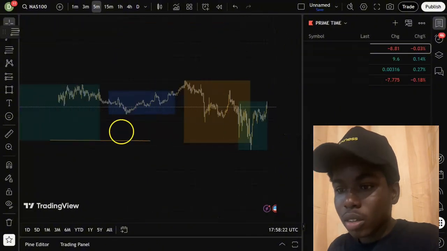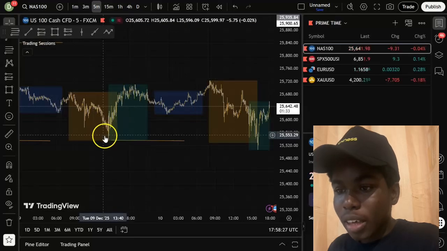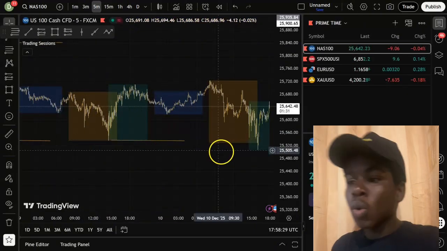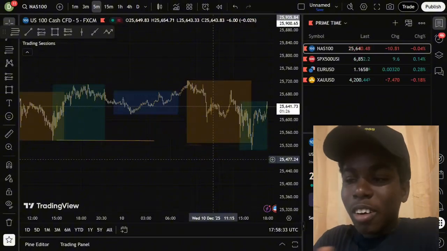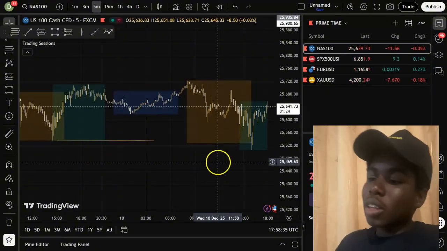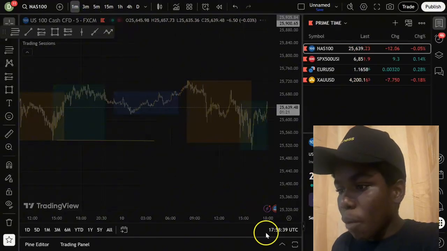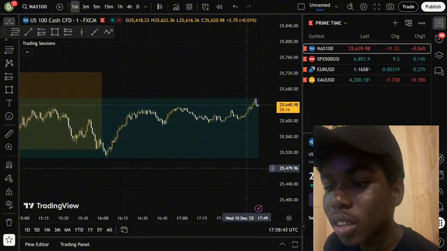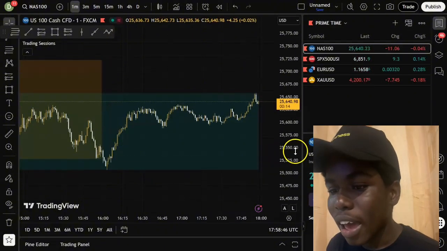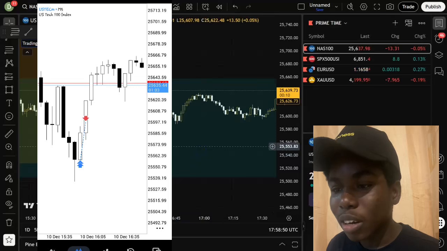So I patiently waited for price to come and sweep yesterday's New York low. As I waited for the sweep, you ask me, what is my entry criteria? How do I enter? So what I do is I go onto the lower time frames, and I'm going to show you the exact thing, and I'm even going to show you my MT5 details to show you that I actually took this trade.